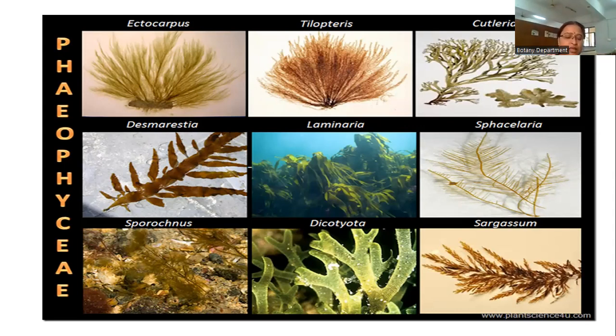In these algae, the cell wall made up of cellulose is common. But here, fucinic acid and alginic acid are also present. Fucinic acid and alginic acid are both part of the cell wall. These are very economically important. In the economic importance section, I'll explain the uses of alginic acid and fucinic acid. Here in this class, the cell wall is made up of fucinic acid and alginic acid.